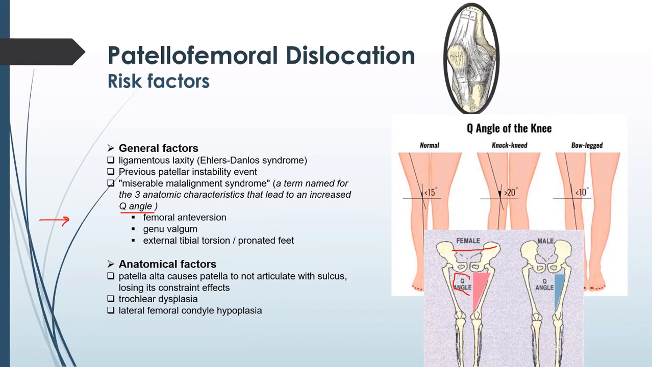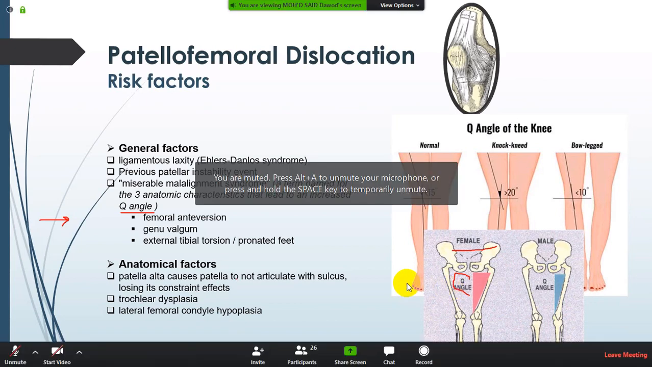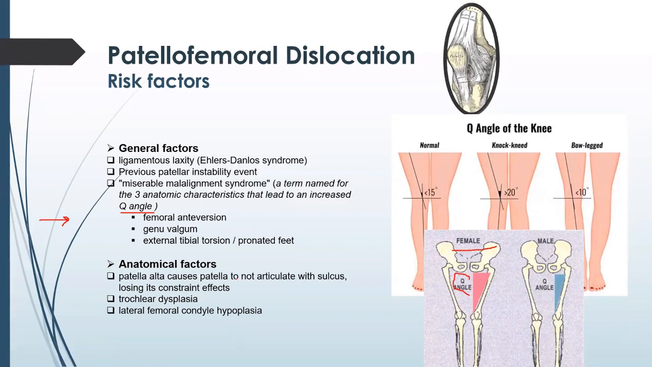What are the anatomical factors? In case the patella is high, we call it patella alta. It will not articulate with the sulcus, and it will easily go to the lateral side. Other factors are dysplasia of the trochlea, or hypoplasia of the lateral femoral condyle.